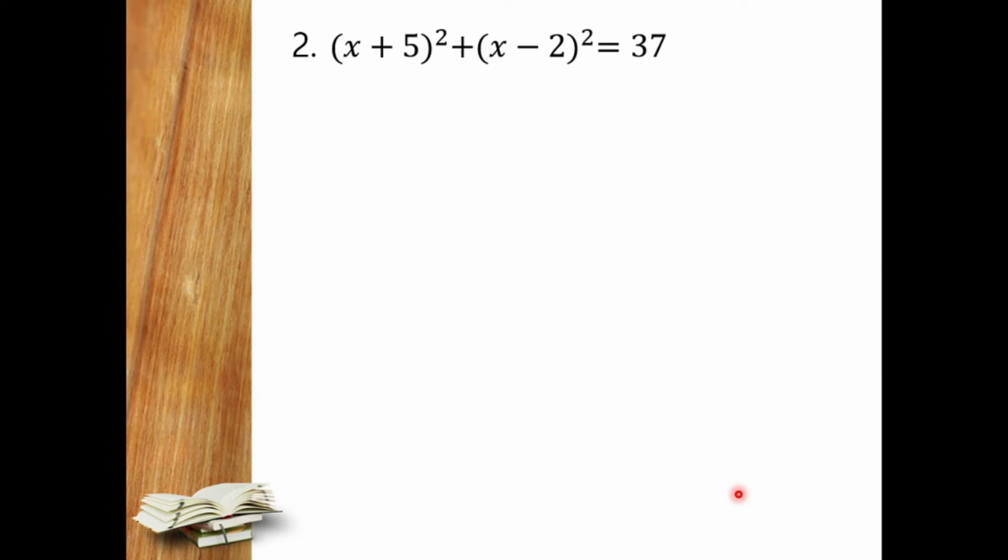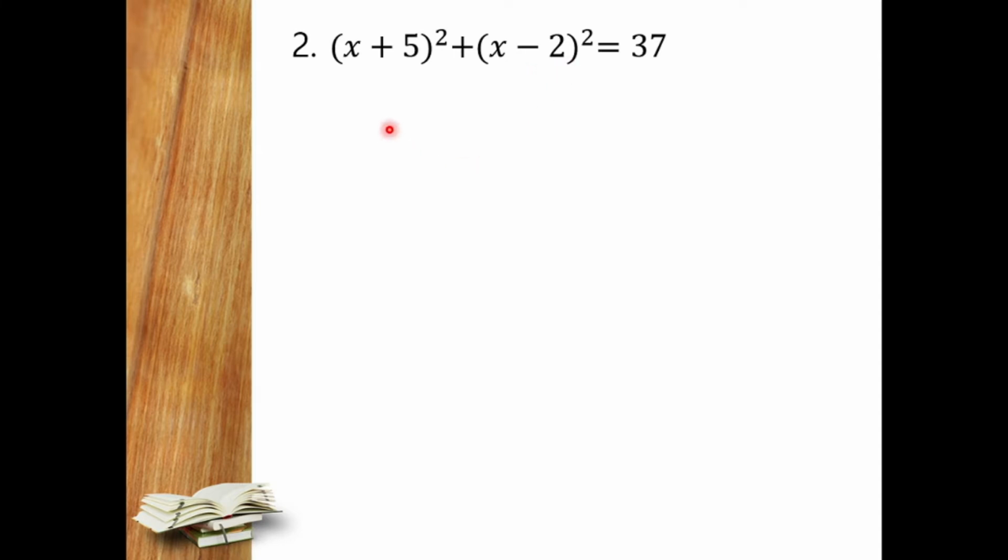Okay, so first step, we need to get the product of these two terms. X plus 5 squared could be expanded as x plus 5 times x plus 5. Therefore, you can make use of the FOIL method if you like. Same is true with x minus 2 squared. You can expand this as x minus 2 times x minus 2.